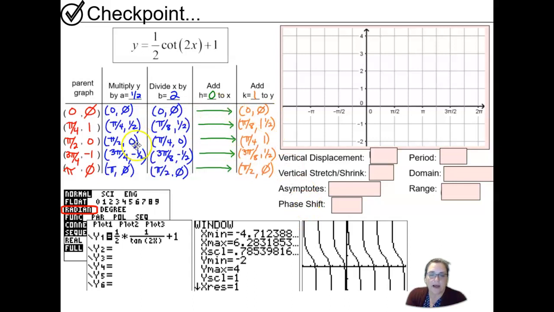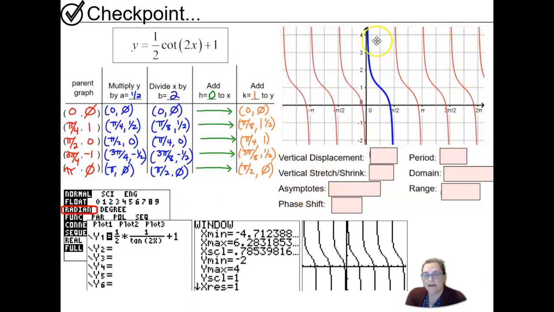And then we'll plot these points at the end of the table on our graph, and this would be the picture of the transformed cotangent function. It has a vertical displacement up 1 unit, a vertical shrink of 1/2. There is no phase shift. The period is pi divided by b, and since the b is 2, that makes our period pi over 2. So these are very tall, thin wiggles in the cotangent graph.